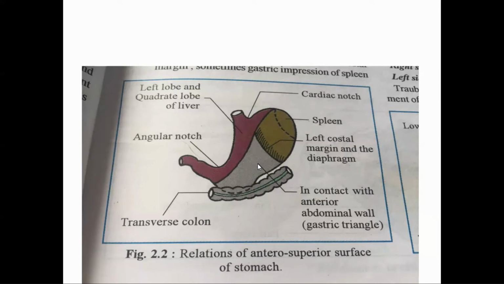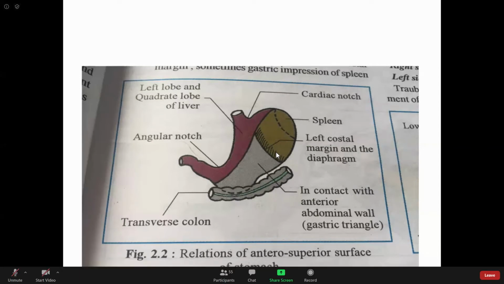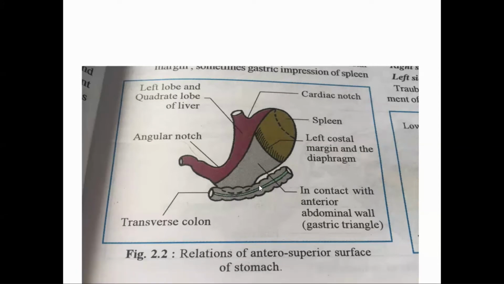What is the importance of the gastric triangle? During complete obstruction of the esophagus, a tube is inserted via the gastric triangle, and the procedure is called a gastrostomy operation, to feed the patient. Boundaries: on the right side the left lobe of the liver, on the left side the left costal margin, and inferiorly the transverse colon.